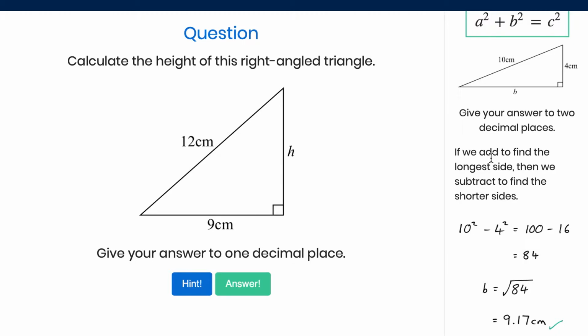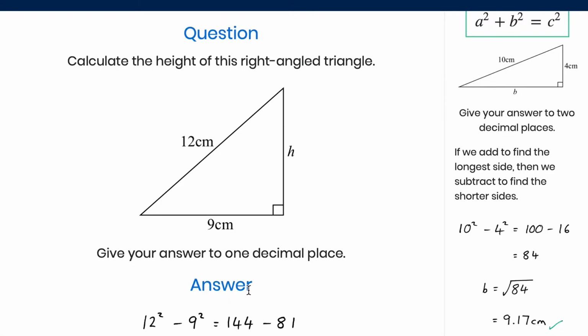Okay, so here is the answer. Now in this example, we're actually working backwards to find the height this time. Now even though this is slightly different, the method is exactly the same. h here is shorter than the hypotenuse, so we still need to square both sides and subtract.